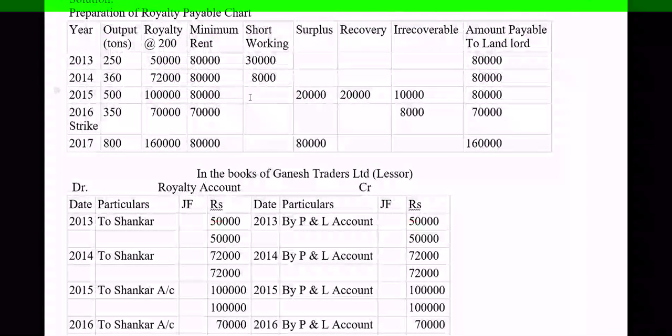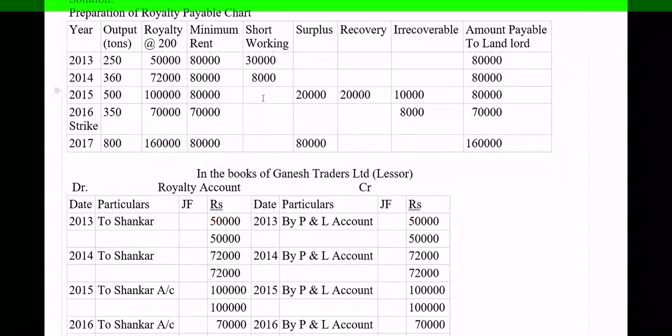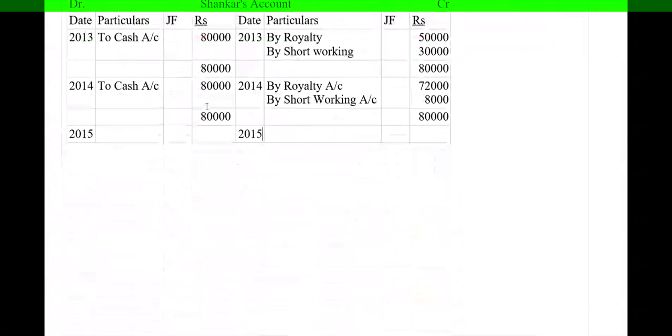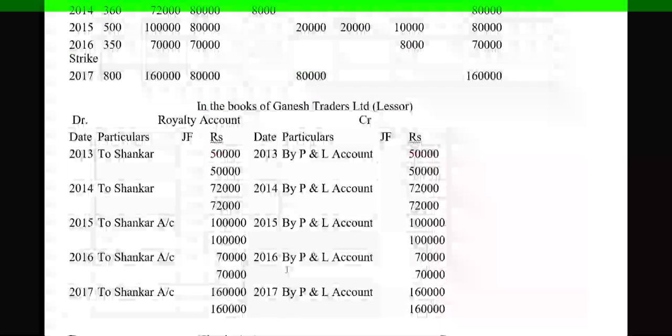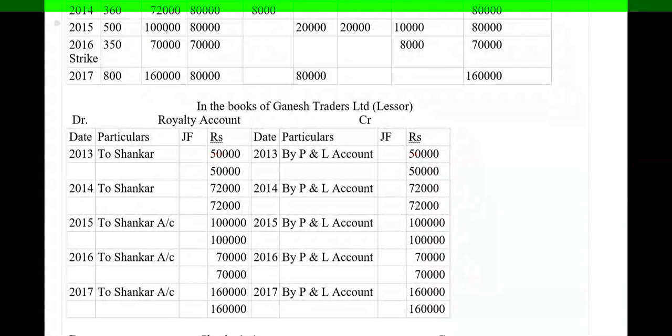Then 2015. Now let us see in 2015 what has happened here in the chart. So there is a surplus here. That surplus is recovered here, right? So when the royalty is payable, royalty account debit to Shankar's account. So Shankar's account is credited by royalty account. So that is rupees 1 lakh, I suppose here. Yeah, so you can see 1 lakh here.